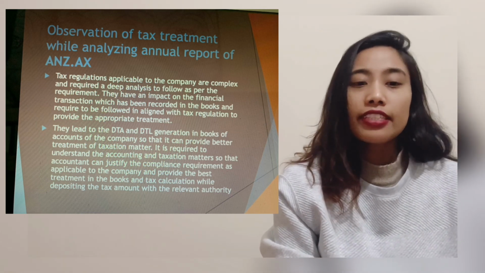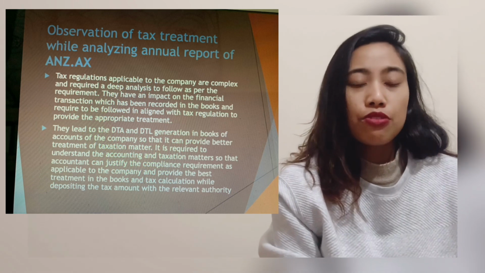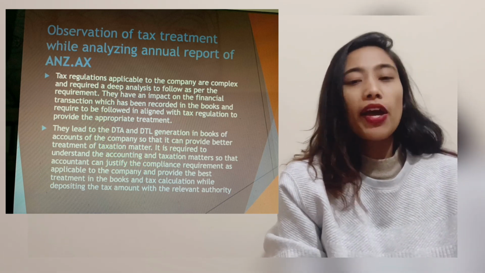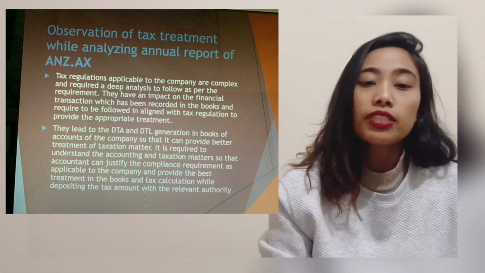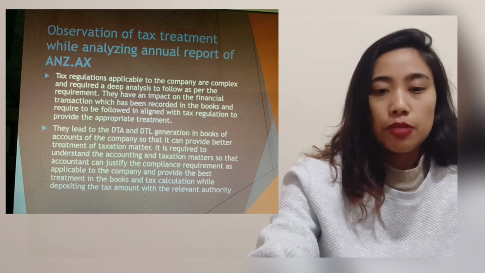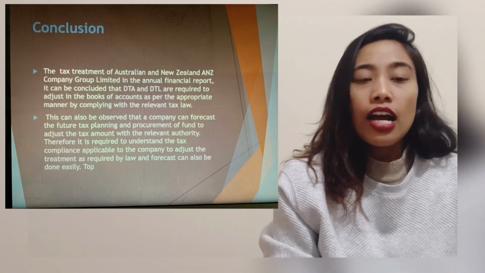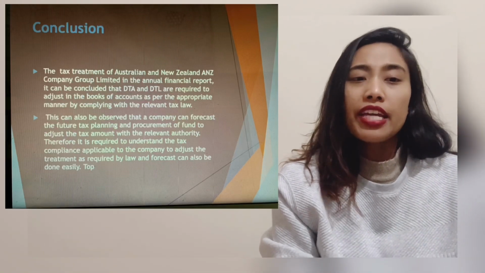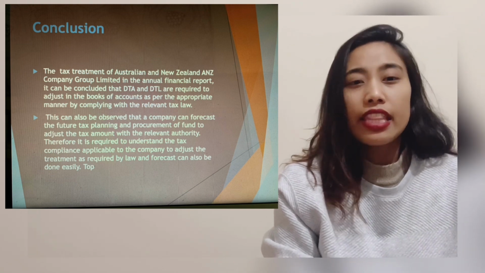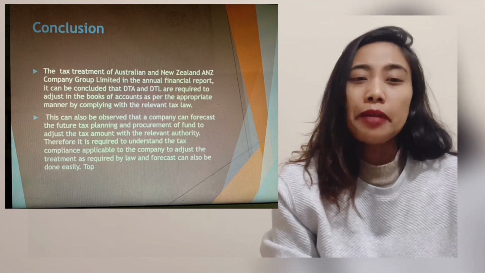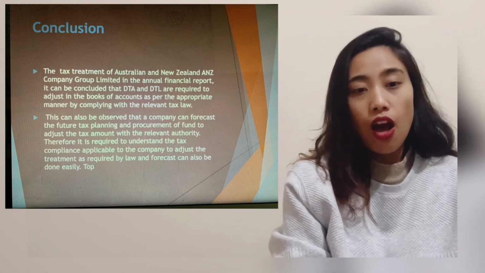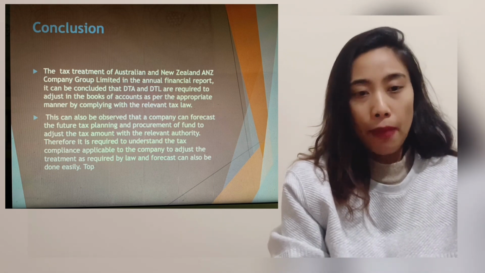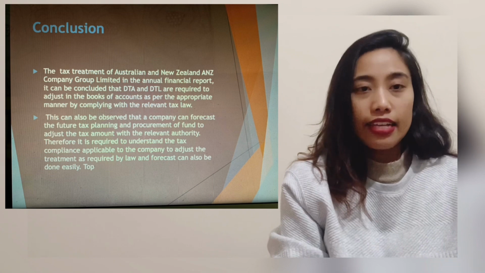It is required to understand the accounting and taxation matters so that the accountant can justify the compliance required as applicable to the company and provide the best treatment in the books and calculation while depositing the tax amount with the relevant authority. Finally, we can conclude that on the tax treatment of ANZ Company Group Limited in the annual financial report, DTA and DTL are required to be adjusted in the books of accounts in the appropriate manner by complying with the relevant tax law.